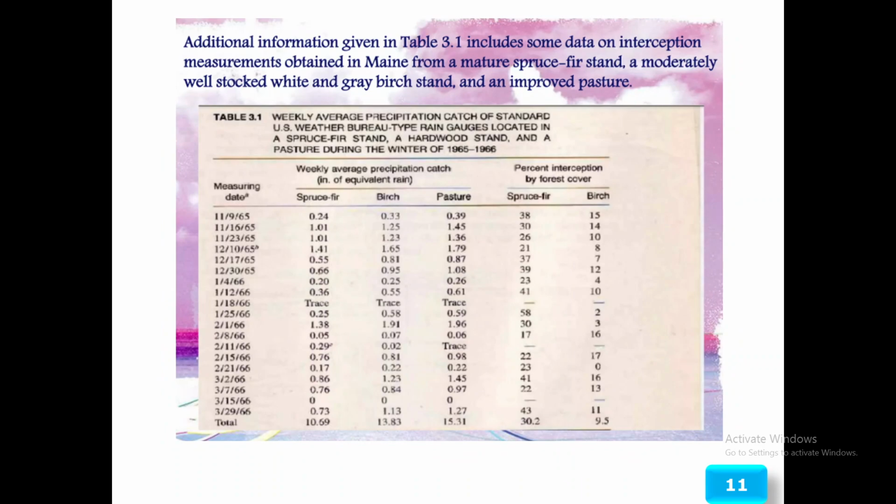Additional information is given in the table, which includes some data on interception measurement obtained in Maine from a mature fir stand, a moderately well stocked white and gray birch stand, and an improved pasture. See the weekly average precipitation catch of standard US Weather Bureau type rain gauges located in a fir stand, a hardwood stand, and a pasture during the winter of 1965 to 1966. See the measuring dates, the weekly average precipitation catch in equivalent rain, and the percent interception by forest cover, fir and birch. Weekly wise, so 7 days differentiated, so 9 and then 16. Here they have calculated the data.